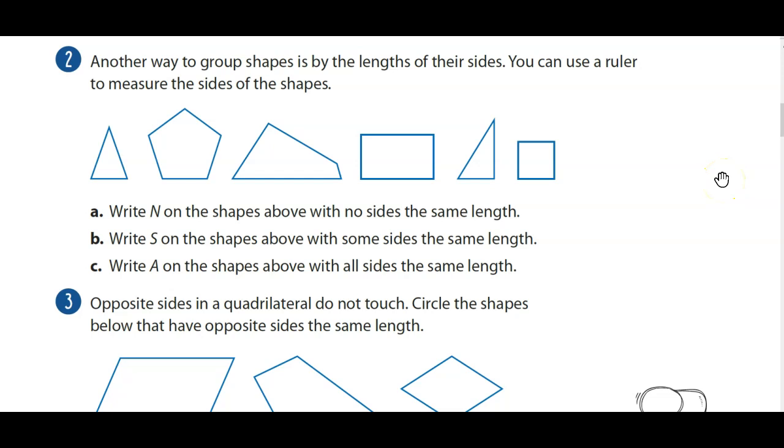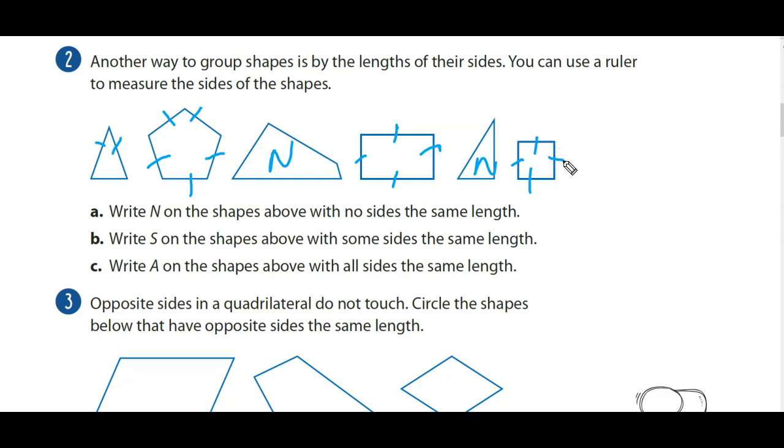Just write it in on the shapes above that have no sides with the same length. That would be this one. Because look, the triangle has 2 sides of the same length. This is a pentagon. A pentagon has all 5 sides that are the same. This also doesn't have all the sides that are the same. The rectangle, these 2 sides are the same length, and these 2 sides are the same length. And then obviously a square, all 4 sides have the same length.